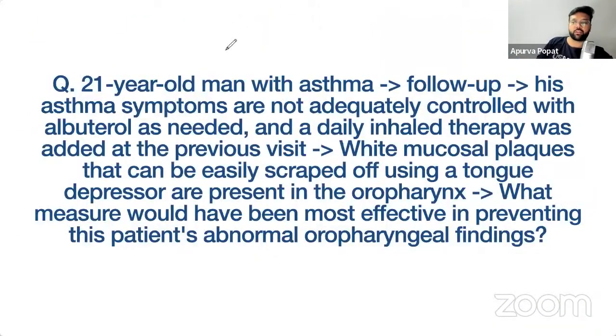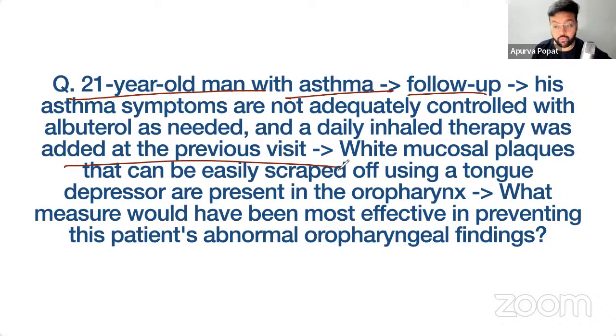Okay, next question. Let's say we have a 21-year-old male patient with asthma. He's coming for a follow-up. His asthma symptoms are not adequately controlled with albuterol as needed, so we added one additional therapy at the previous visit. Now the patient is having some white lesion which can be easily scraped off in the oropharynx. How can you prevent this finding?